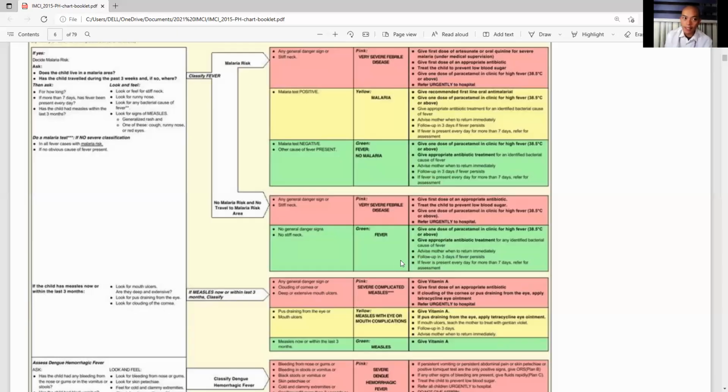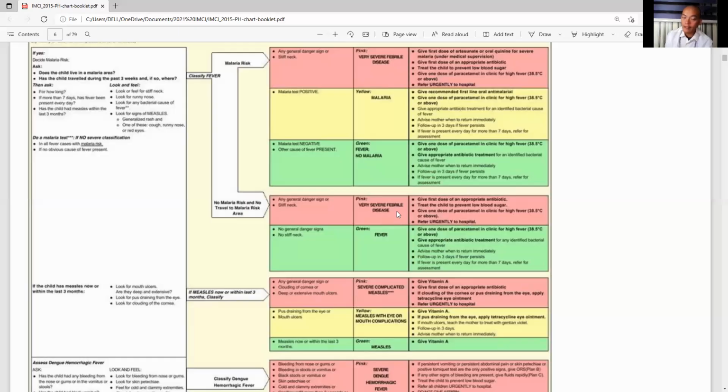Okay. So what classifications can be present for fever? First, classify if it is a malaria risk. Okay. It can be severe. Any stiff neck, danger sign, it can mean very severe disease. If the malaria test is present in the center and it tests positive, the patient has malaria, list down and implement this intervention. Negative, fever, no malaria, these are the interventions.